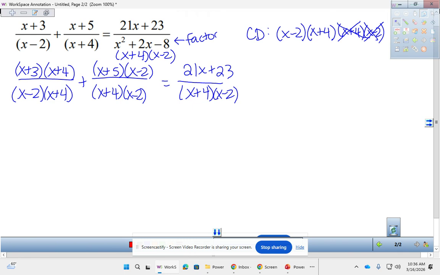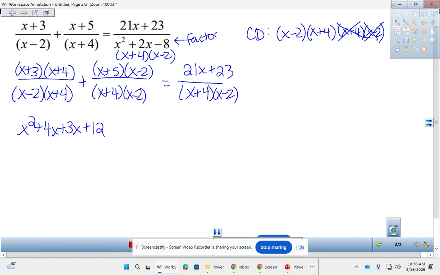Once you have your common denominator, the common denominator becomes irrelevant. Once I have it, I don't need it anymore. So what I'm going to do is I'm going to multiply the tops. X times x is x squared. X times 4 is 4x. 3 times x is 3x. 3 times 4 is 12. Right? I'm distributing all of the stuff in that first numerator.